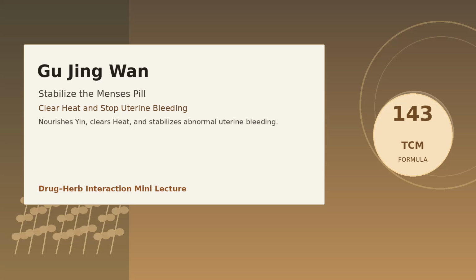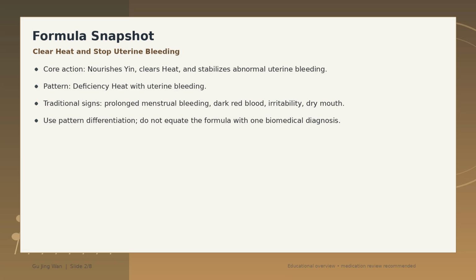This mini-lecture focuses on the formula logic, recognizable pattern features, and practical drug-herb interaction screening. It is an educational overview, not an instruction to self-prescribe. Start with the pattern rather than the disease label. The traditional target pattern is deficiency heat with uterine bleeding.